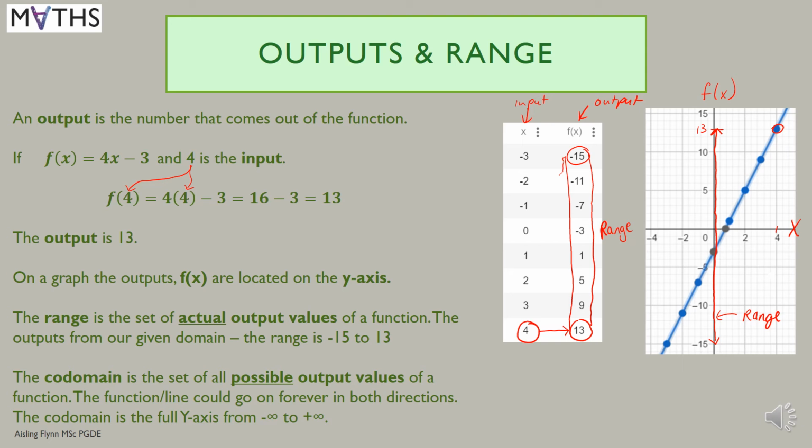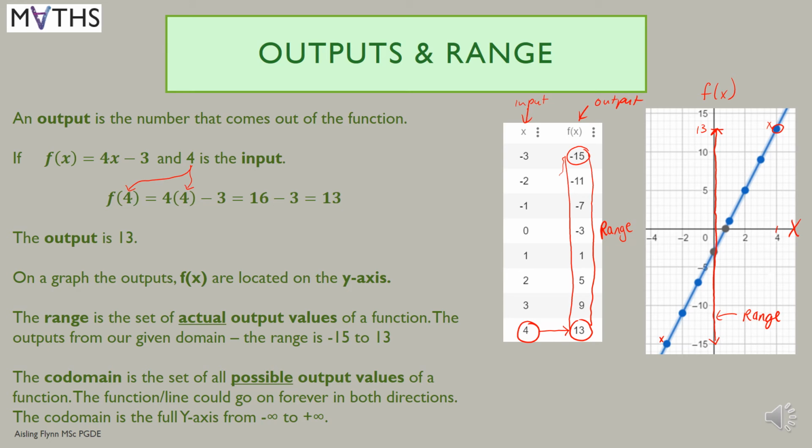So the range is the set of actual output values of a function. Remember, we're only looking at from this point up as far as here. Okay, and that's our range. And then the codomain is the name that's given to the set of all possible output values.